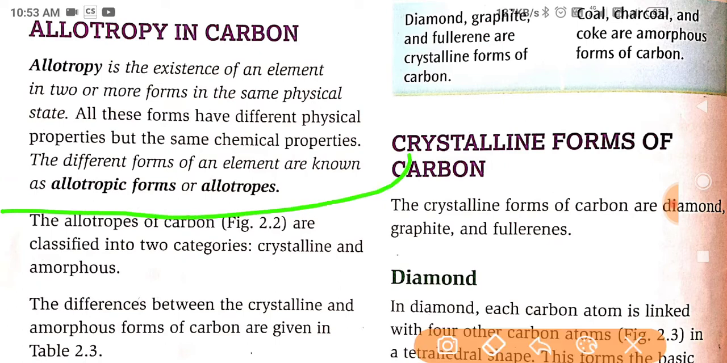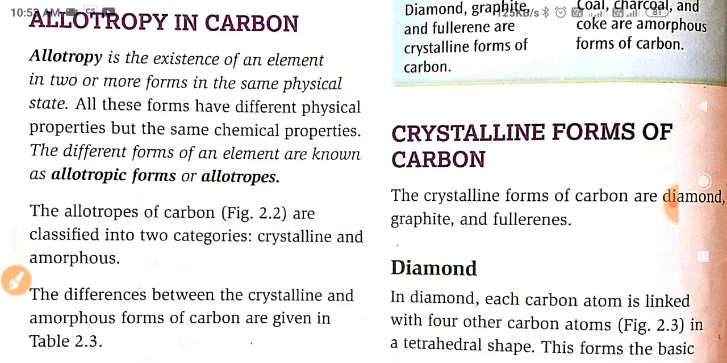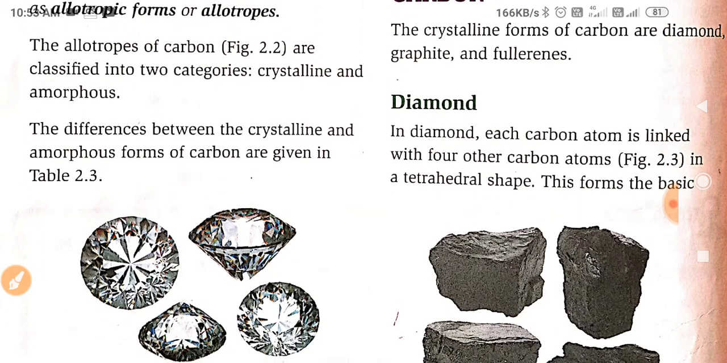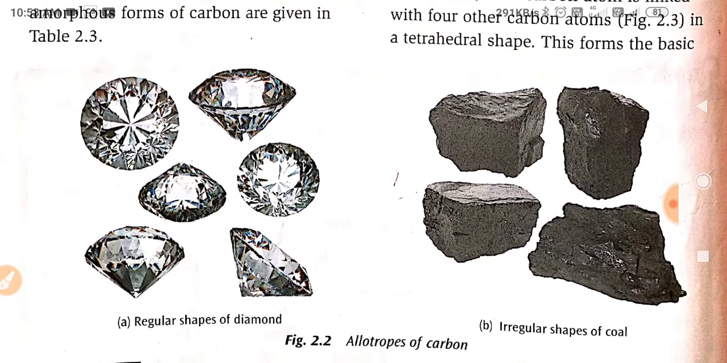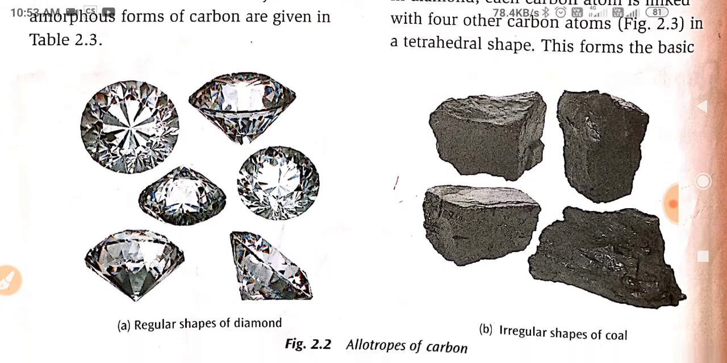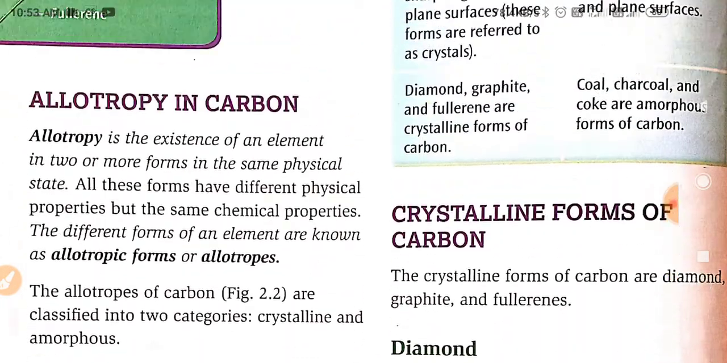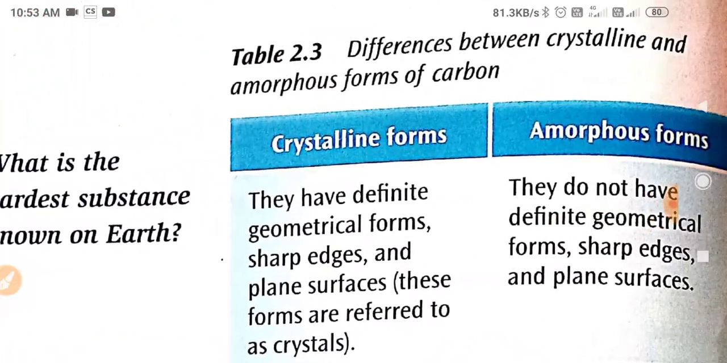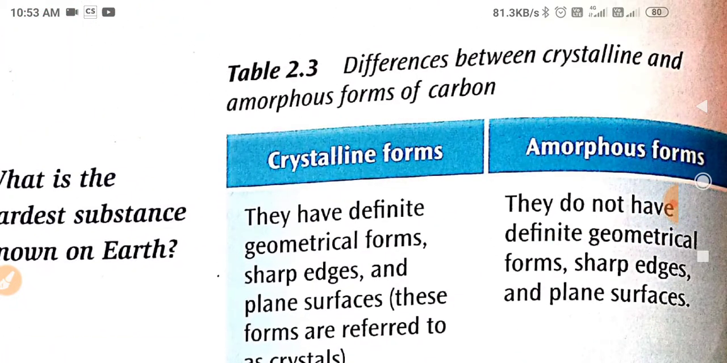It means, okay, allotropy, the different forms of an element, you can say, are known as its allotropic forms. The allotropes of carbon are classified into two categories. First is crystalline and second is amorphous. The difference between the crystalline and the amorphous form of carbon is given in table 2.3. Okay. So first we read about their difference, crystalline and amorphous form of carbon.